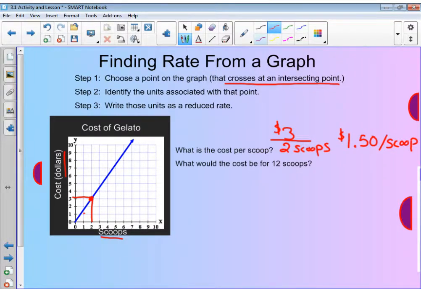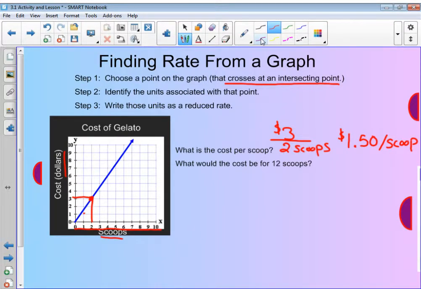Okay, the next question says, what would the cost be for 12 scoops? So if I look at my grid, if I look across here, it only goes out to 10. And you can see my line isn't even crossing at 10. It would have to come clear up here for me to be able to see where it crosses. So now I'm going to have to use my information from number 1 to be able to decide that.